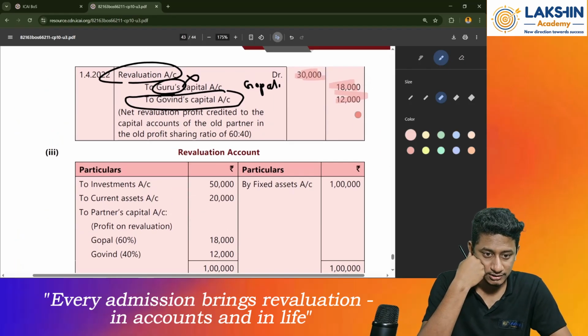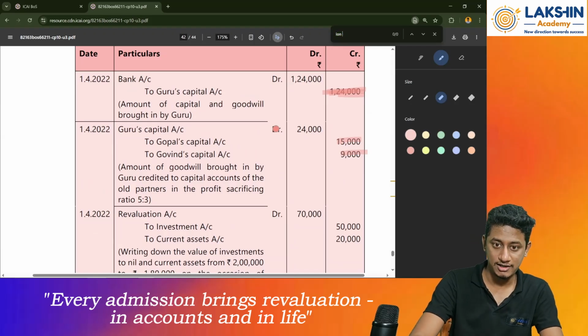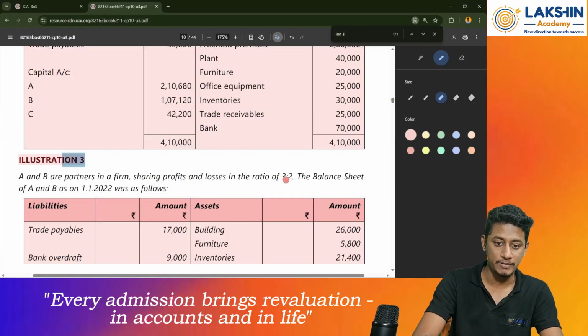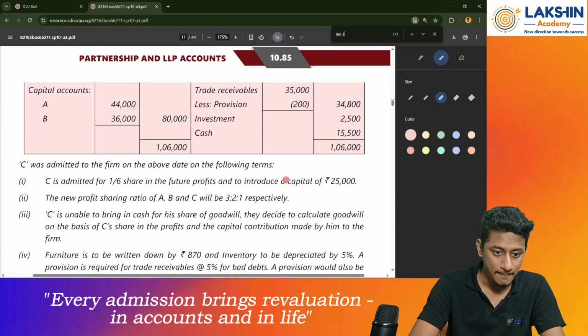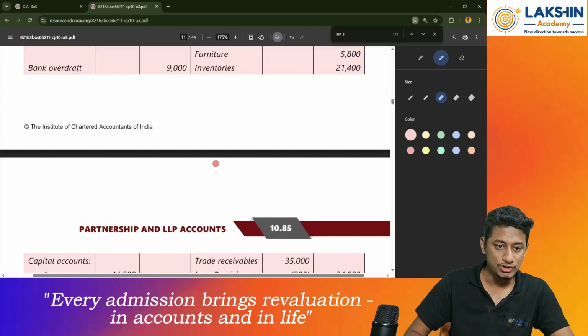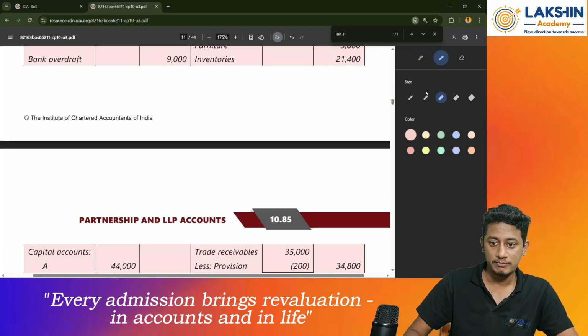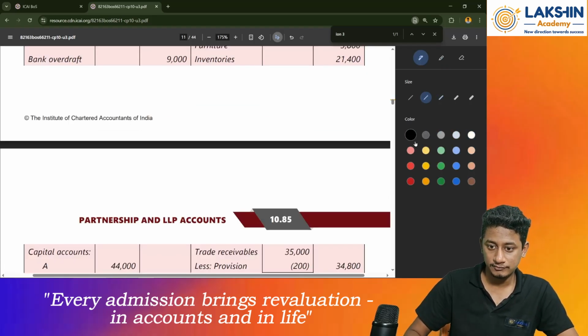What else? Okay. Illustration number 3 was remaining to be looked at, right? I just saw illustration number 3 for the hidden goodwill part. So in this, look at the question. This is illustration number 3. In this, have a look.